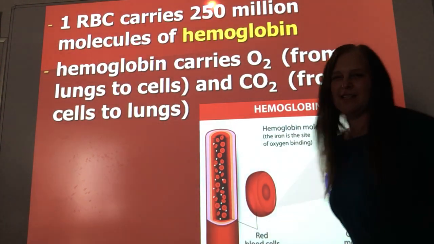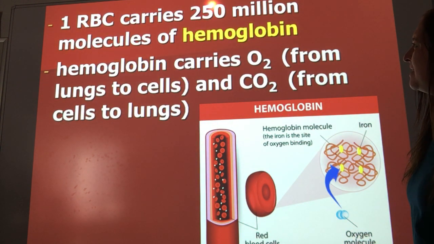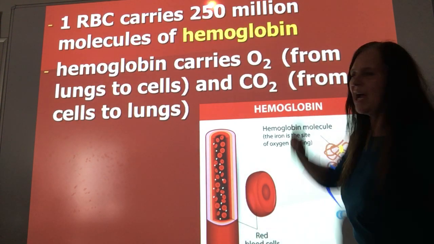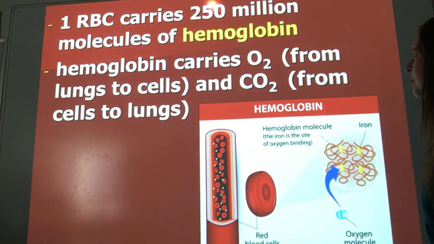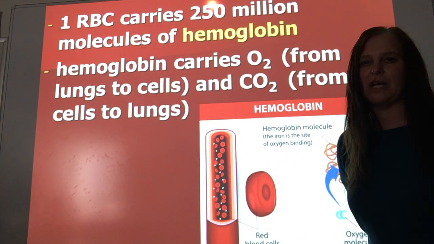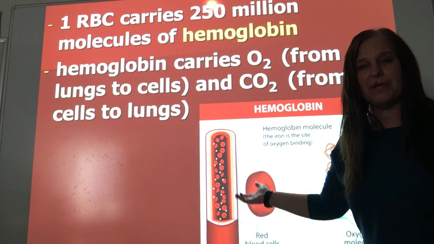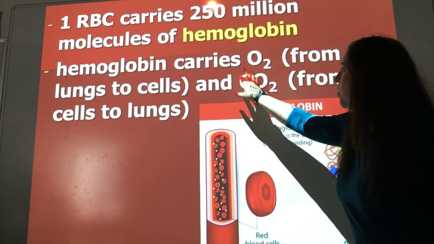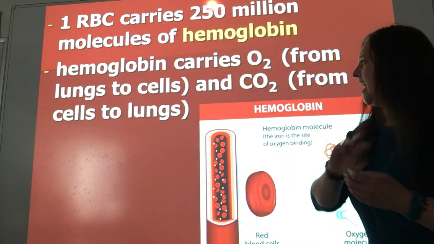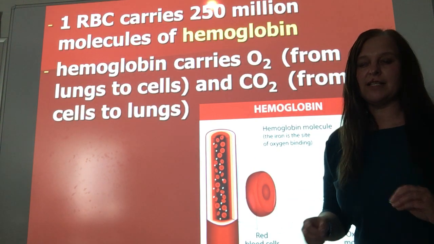Okay, RBC, not the convention center downtown, it's the red blood cell. One red blood cell carries 250 million molecules of hemoglobin. I don't think we've talked about hemoglobin yet, so that's a new term for us. Hemoglobin is what carries the oxygen from the lungs to the cells and your carbon dioxide from cells to the lungs. So in Unit 3B, when we talk about the respiratory system, we're going to learn how oxygen comes in and carbon dioxide leaves. But it's the hemoglobin in the red blood cells that actually does the carrying of that.